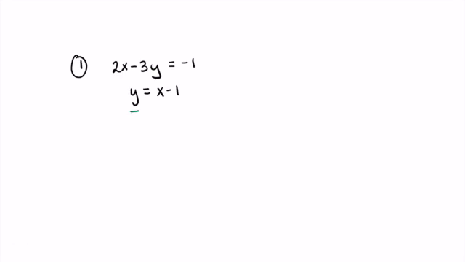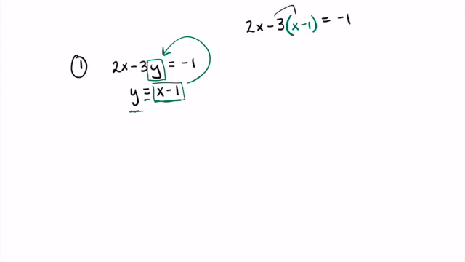Notice that I already have one of my equations solved for one of the variables. So what I can do is wherever I see a y, what do I plug in? Well, y equals x minus 1. So I can plug in that x minus 1 into the value of y. And so what that gives me is 2x minus 3 times x minus 1, because that's what we've plugged in, equals negative 1.